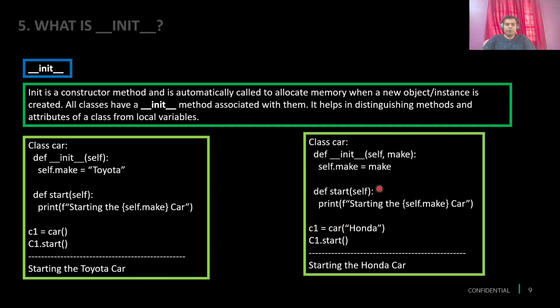Another example where we have init which takes one argument, make. As soon as we create the object, this particular init method will be invoked. So we do not call init, it gets automatically invoked while instantiating the object of the class.